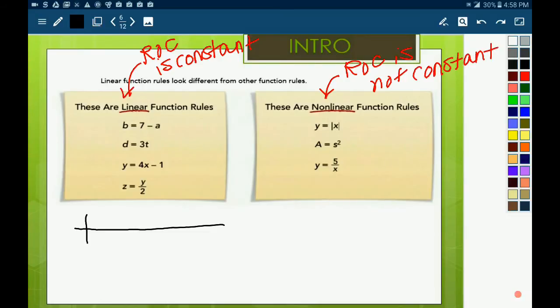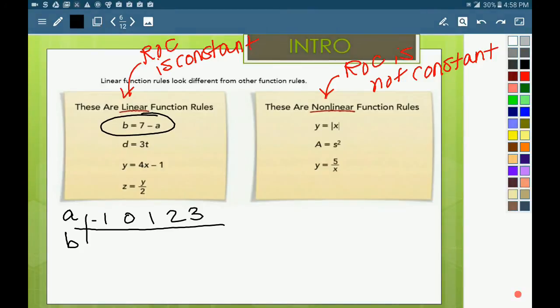Okay, so I'm going to show you what I mean here by testing, let's say, this first equation. So my input would be A, my output would be B. Let's say I have -1, 0, 1, 2, 3 as some inputs just to see what happens when I put them into the function. So if I were to plug -1 in for A, I would get B is equal to 7 minus -1. And minusing a -1 is the same as adding a positive. So that would mean B is equal to 8.